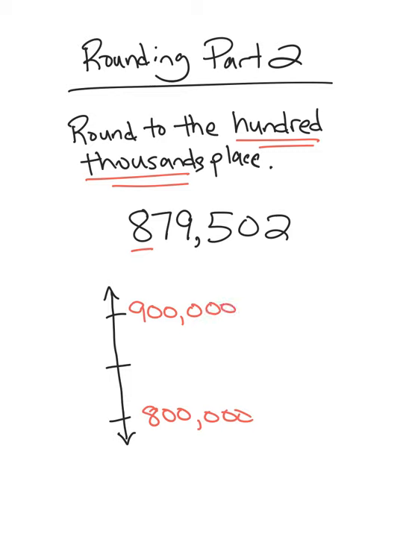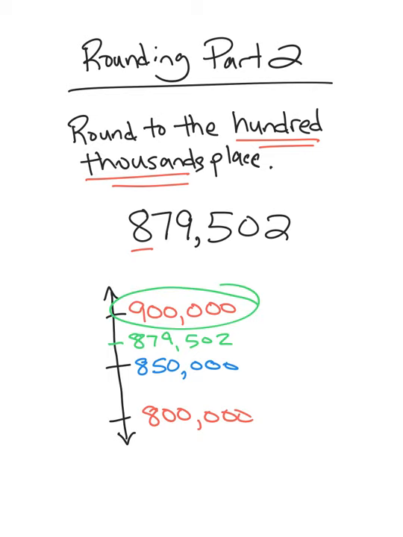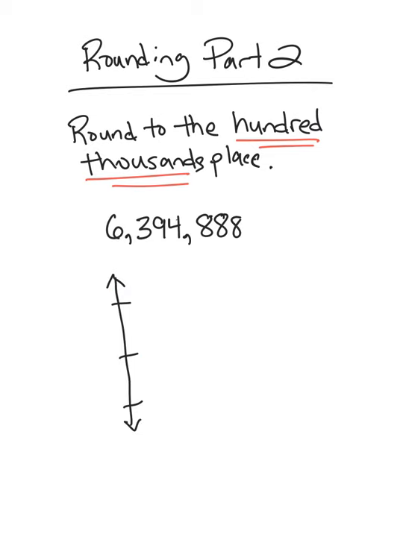Halfway between those two numbers, we would have 850,000. So now we look at our number, 879,512, and we can determine that it is bigger than 850,000. So it would go right here, 879,502. So we would say that one would round to 900,000.